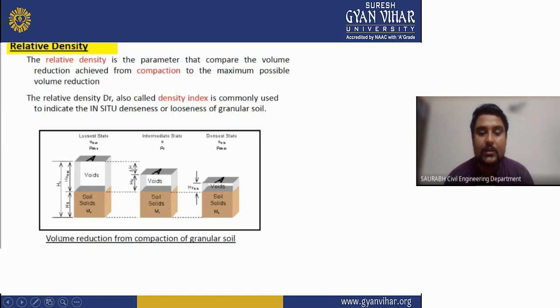different volume reduction in the granular soil. As you can see in figure 1, this is not more compacted soil, that's why there is more white. There is some compacted soil, that's why there are some air voids, which is less than this graph. And this is fully compacted, and we can also call it the densest state of soil, where there is less void. You will say this is in the loosest state, this is in an intermediate stage, and this is in the densest stage. And this diagram is showing volume reduction from the compaction of granular soil.